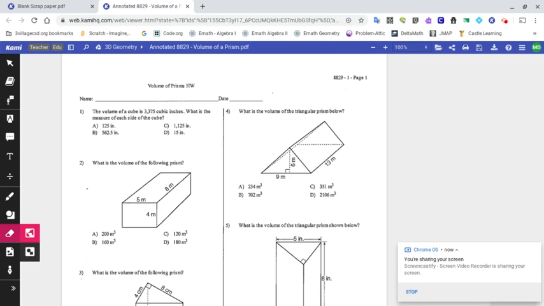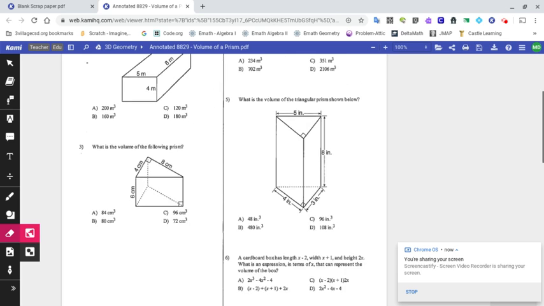I'm going to be giving you the solutions for this homework, which was volume of prisms, ditto number 8829. I'm going to go through the ones that you requested on my Google Forms survey. Okay, so the first one is number 3. So number 3 is here.